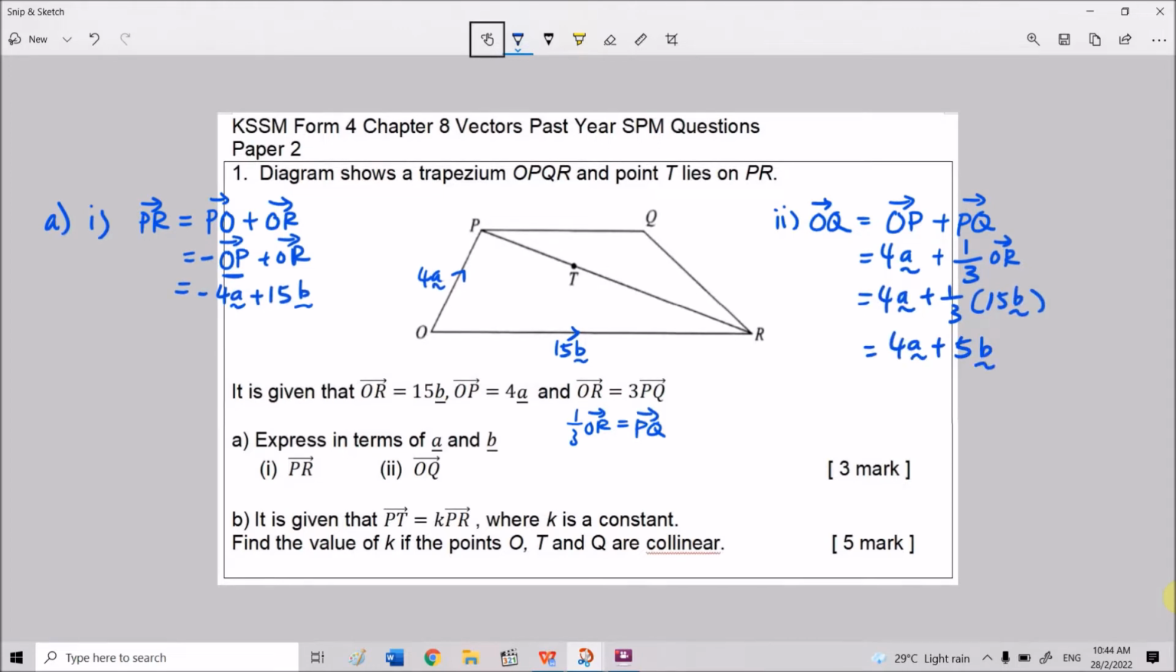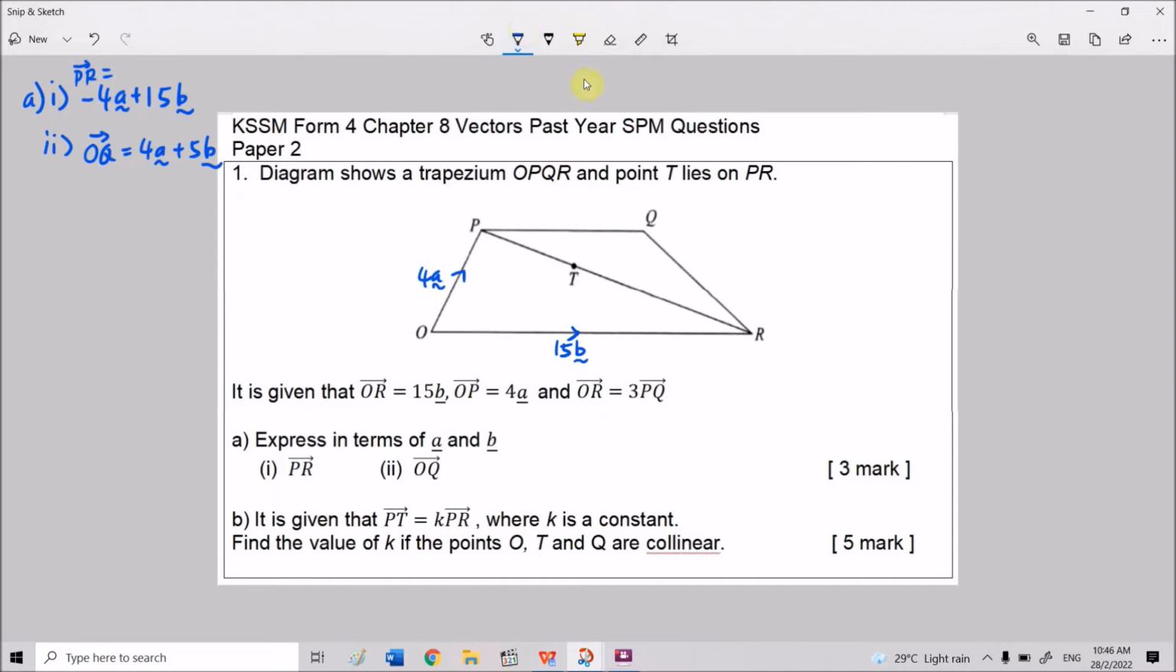We have 3 marks here. Since I need space for the second question, I'm going to clear the board. Now that I have cleared the board, I write the 2 answers here on top, because for vectors questions we always have to refer back to the previous answer. That's why I have to write it here. Later we can refer. Okay, so now we go to question B.